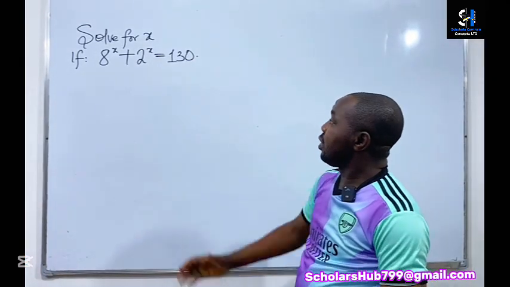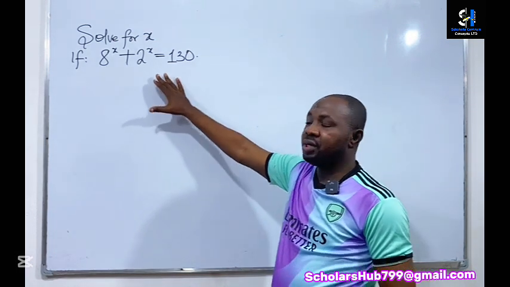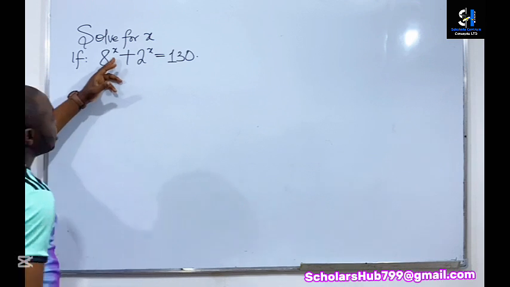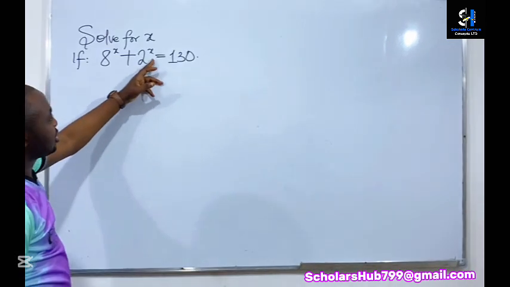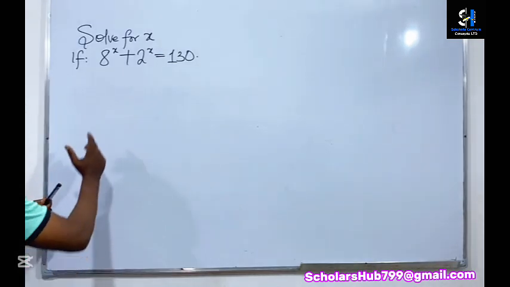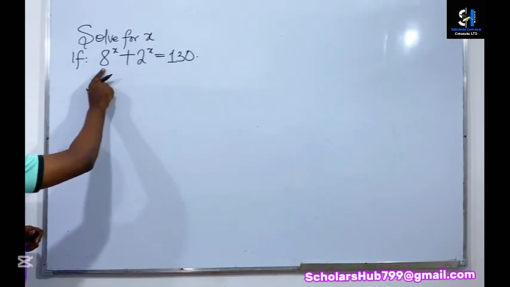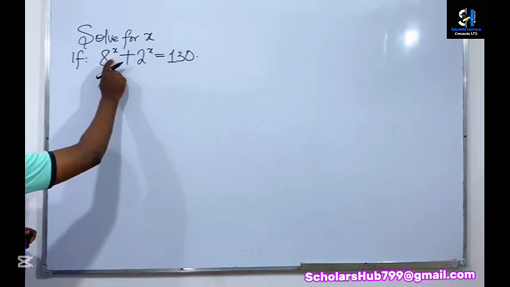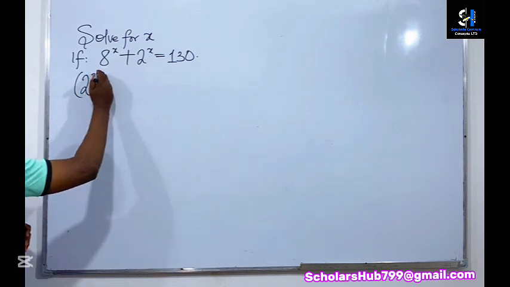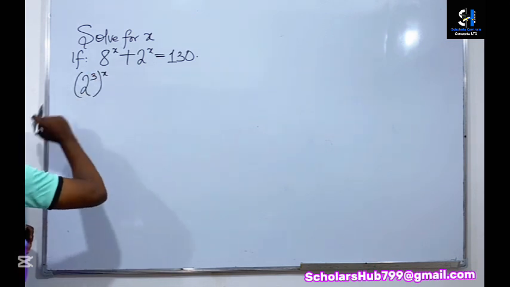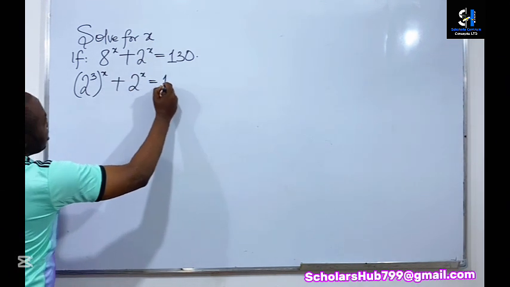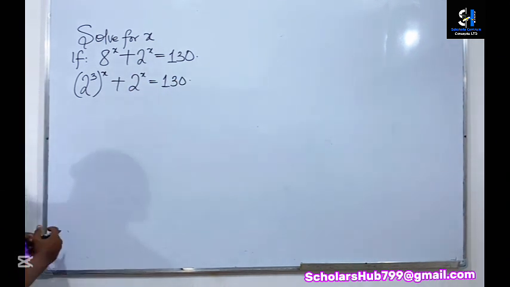Let's find the real value of x in these exponential equations. We have 8 raised to the power of x plus 2 raised to the power of x equals 130. We know that we can write 8 in terms of base 2 as 2 raised to the power of 3. Then we have that raised to the x plus 2 raised to the power of x equals 130.